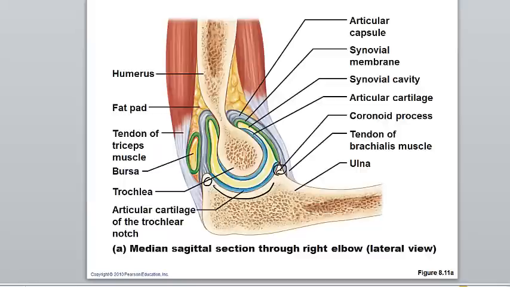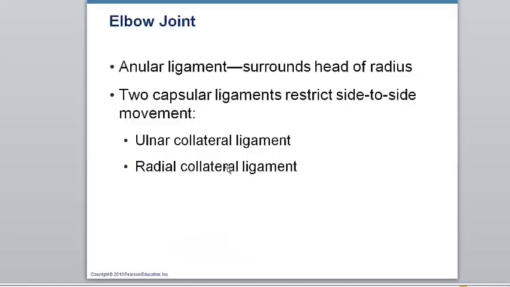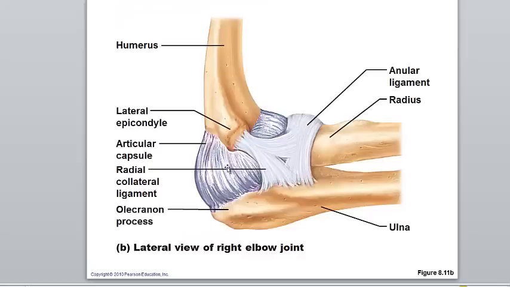Okay. So you have these 2 processes, anteriorly and posteriorly. In between, you have the trochlear notch. The trochlear notch sits on the trochlea of your humerus. The olecranon process goes to the olecranon fossa of your humerus. The coronoid process goes to the coronoid fossa of your humerus anteriorly. So this actually gives the hinge movement that you have. Okay, your elbow joint is reinforced by ligaments, of course.